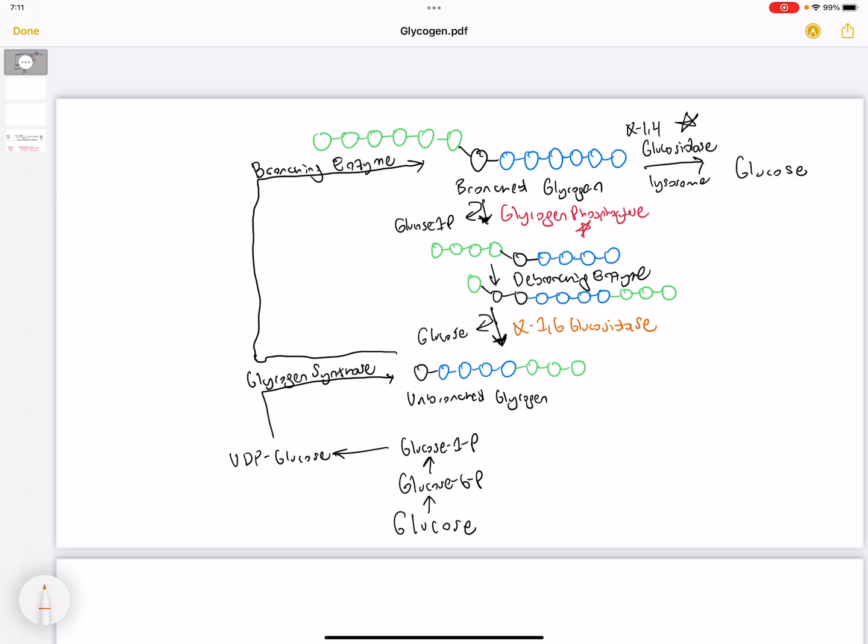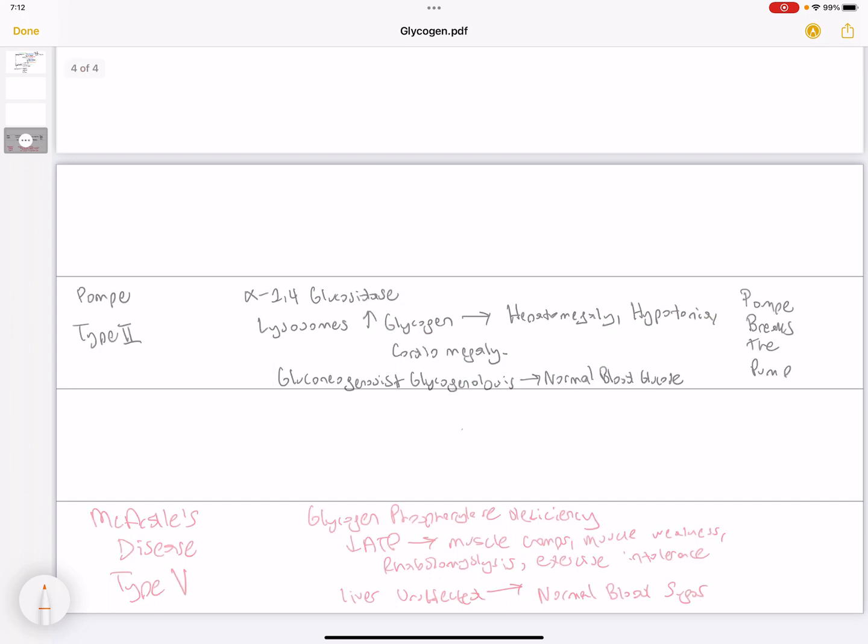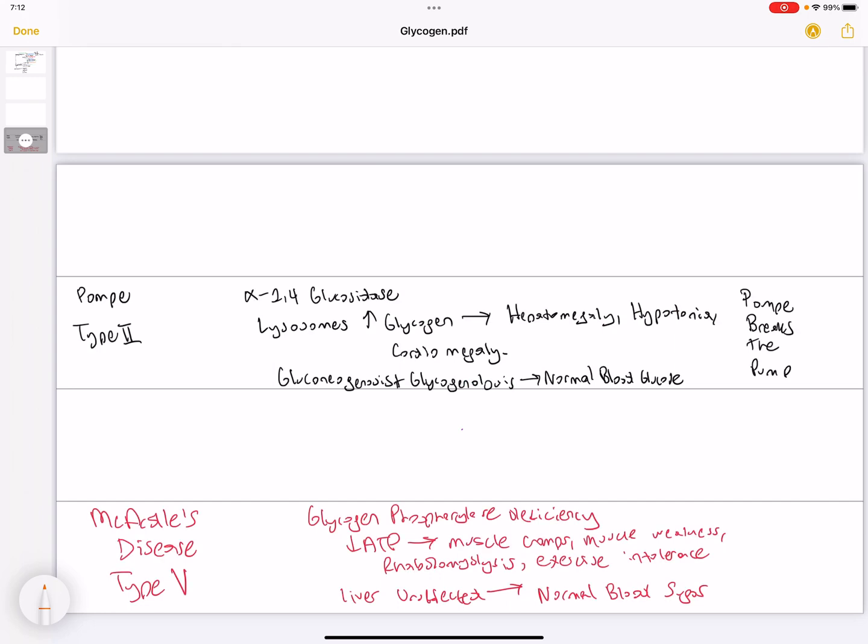Now this is going to be called Cori disease, and this is a type 3 glycogen storage disease. So let's write this down. This is Cori disease. And because we're releasing glucose into the blood, if we have a deficiency in alpha-1,6 glucosidase, what is going to happen is we will have a low blood sugar if you have a deficiency in this enzyme.